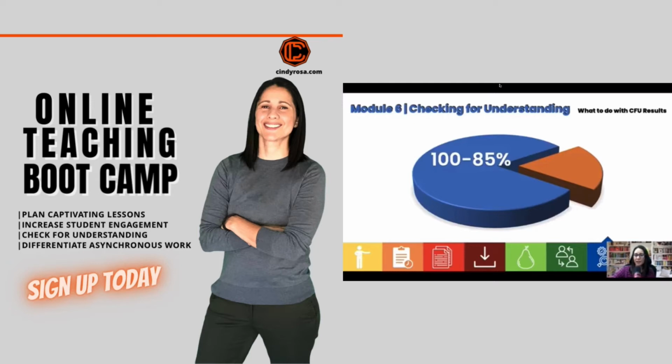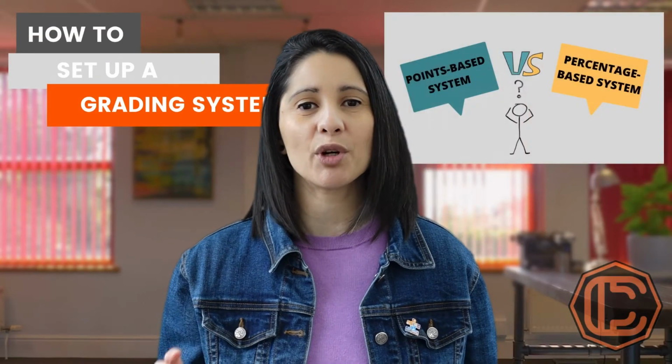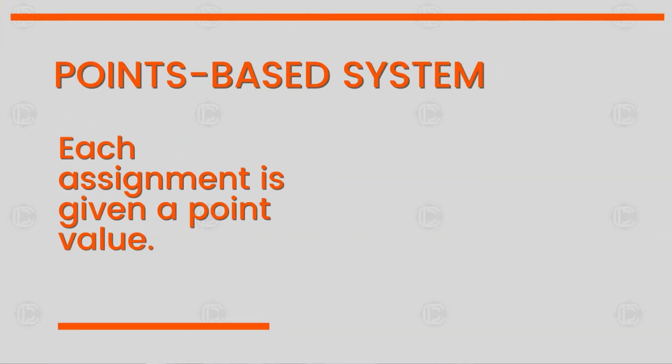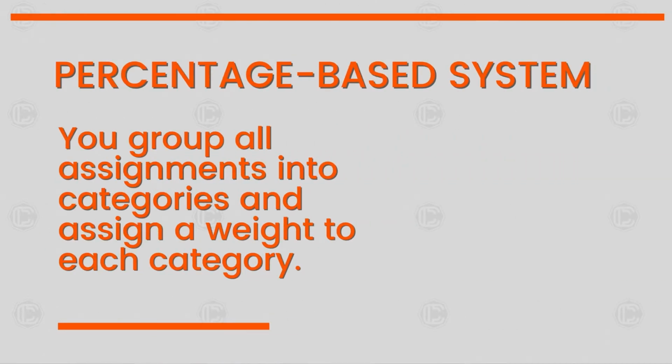When it comes to grading systems, you have two options, a point-based system or a percentage-based system. A points-based system is where each assignment is given a point value. The final grade is determined by adding up all the points and comparing it to a set scale. A percentage-based system is where you group all your assignments into categories and assign a weight to each category. And the sum of all the categories is 100%.